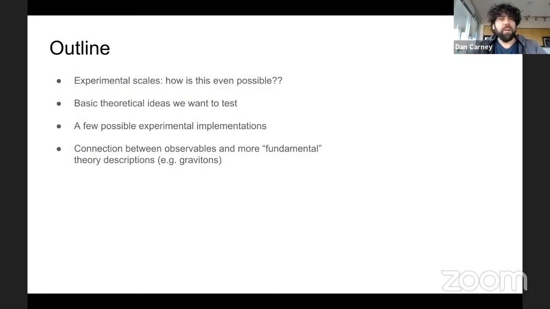With that intro, the rest of the talk is set up as follows. I'll start by talking about some experimental scales. This will look very different: I'm going to show some pictures of actual things in labs. I just want to show you what scales to think about and how this stuff could be possible at all. Then I'll move into a quick discussion of the basic theoretical ideas, riffing on the introduction. Then I'll talk about two experimental implementations that have been proposed, one from a few years ago now, and one that we recently put up on the arXiv. And finally, I'll go back and try to connect what I've shown you to these more fundamental questions about gravitons, strings, and so forth.